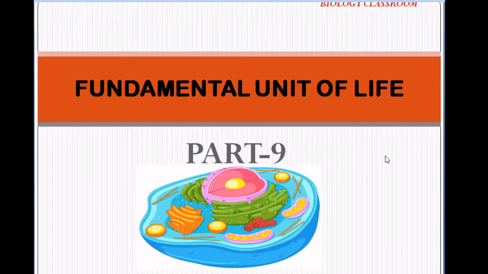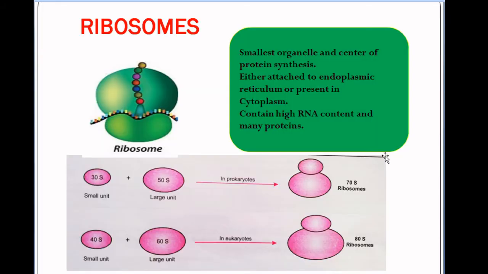Let us continue the chapter Fundamental Unit of Life with the remaining cell organelles, and today we will discuss ribosomes and vacuoles. So what are these ribosomes? As you all know, these are the protein factories. They synthesize proteins, and they are found in both prokaryotic and eukaryotic cells, but they are absent in mammalian red blood cells. They are extremely small round bodies composed of ribonucleic acid, RNA, and proteins, and they are not bounded by a membrane.